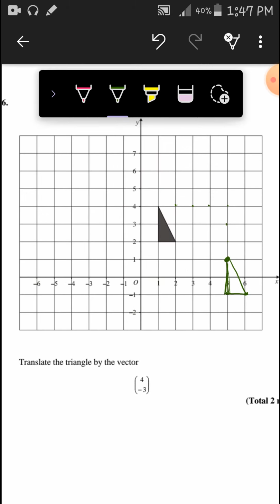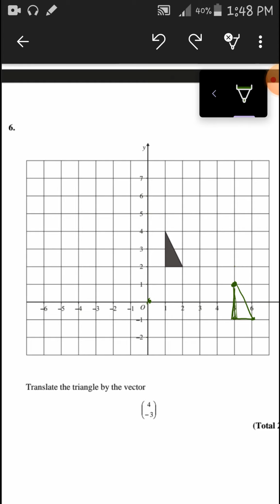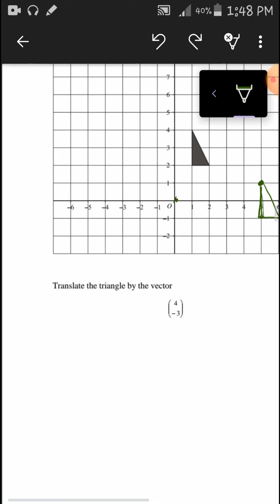Next one, be careful because of the coordinates, we move on the x-axis with each square 1, 2, 3, 4, 5, 6, and so on. Translate by (4, -3). You should write only the triangle, and you are not supposed to write the lines which you use to help you.